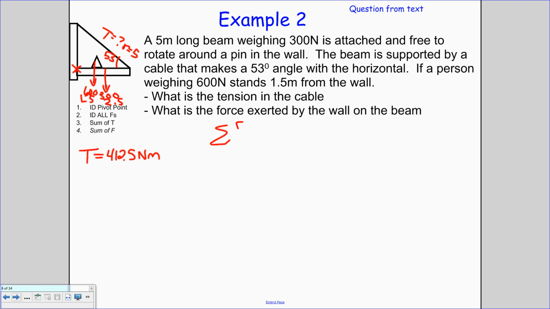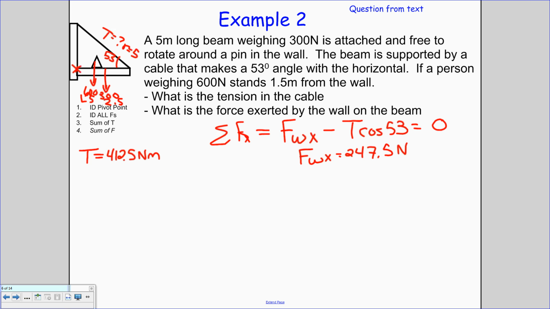Now I'm going to start with sum of forces in the x direction. All right, so what's acting in the x direction? Well, tension is pulling partly in the x direction, and the wall is pushing in the x direction. So sum of forces in the x is the force of the wall in the x minus the part of tension that's in the x, which is the cosine part. And since it's not accelerating, it equals 0. I plug in my T for tension, 412.5, cosine of 53, I get FWx is equal to 247.5 newtons.